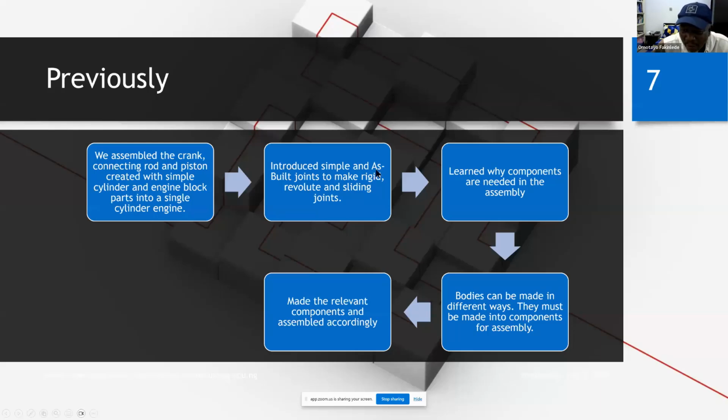We also learned why components are needed in the assembly. Bodies can be made in different ways, but they must be made into components in order for you to be able to assemble them. And that is because it is only inside the components that you can have joints. You cannot add a joint to a body. By the time you add a joint to a body, you're already having a component. So it is only components that can be assembled, because assembly takes place in joints. So we made relevant components and assembled them accordingly. We've done all this before today. So we're going to move on from this today.